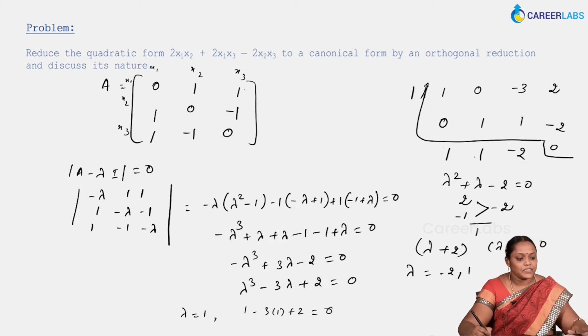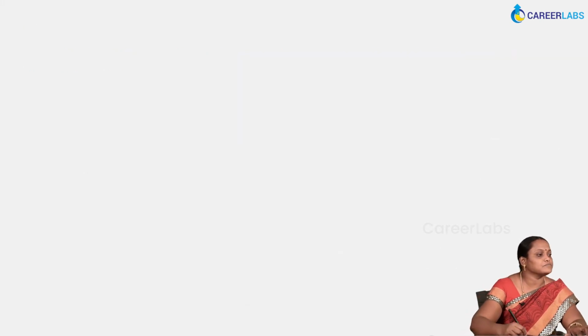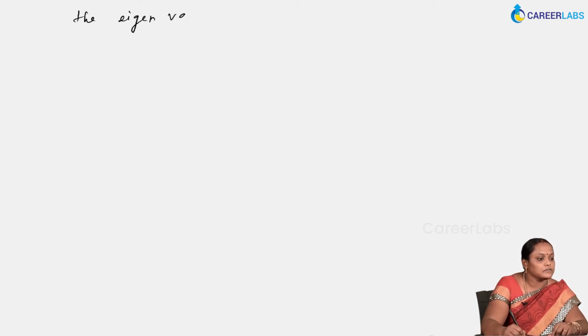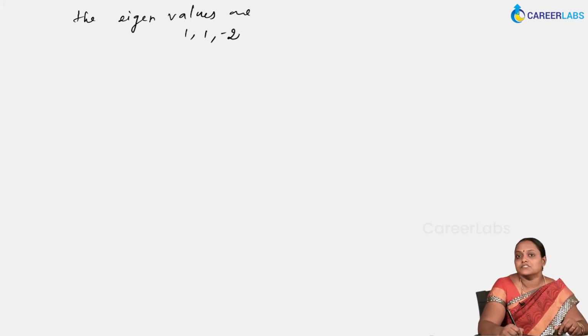So, overall the eigenvalues are 1, 1, minus 2. See here 1 is being repeated. Okay. So, now we should find the eigenvectors very carefully. Okay. So, let us find the eigenvector.